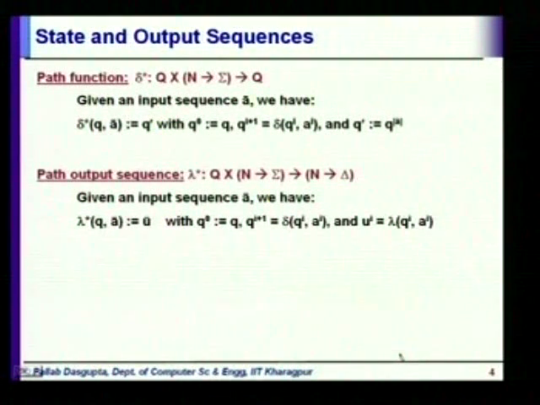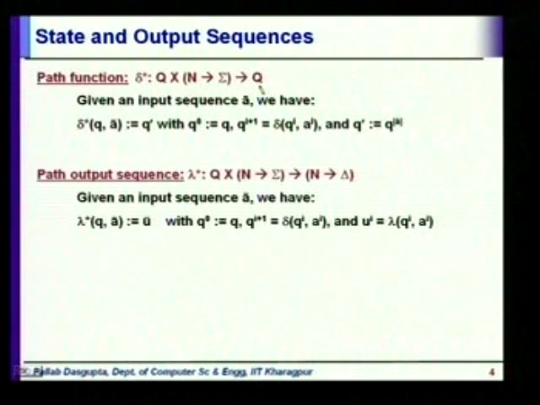Now, we define the path function as follows. The path function takes a state and an input sequence, where the input sequence is from Σ star, or N maps to Σ. So, given a state and given an input sequence, it tells us the state that you reach at the end of that sequence.